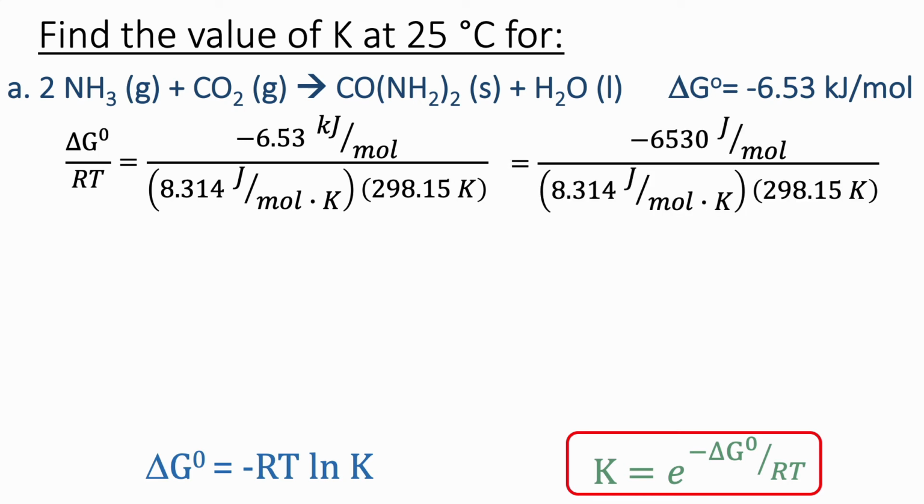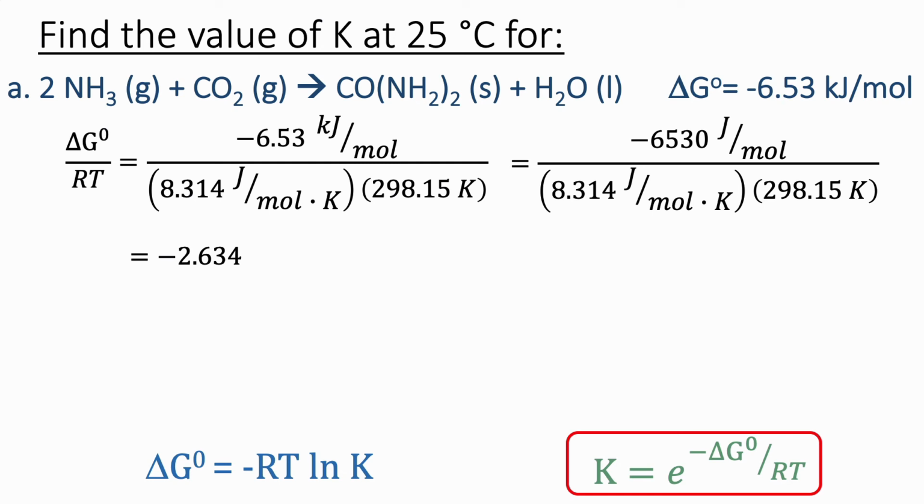So I have switched it into joules. Again, you can do it either way. I tend to do it based on which math is going to be easier for that particular problem, but it doesn't really matter which way you convert. And this gives us a delta G naught over RT value of negative 2.634.